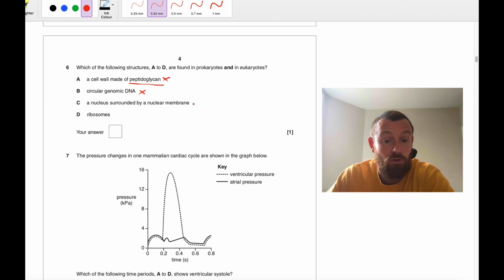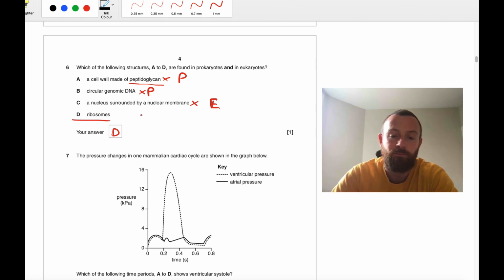Nucleus surrounded by nuclear membrane. No, that's only in eukaryotes. Ribosomes, yes, ribosomes are found in both. So that's prokaryotes, and that is eukaryotes. So D, prokaryotes and eukaryotes.